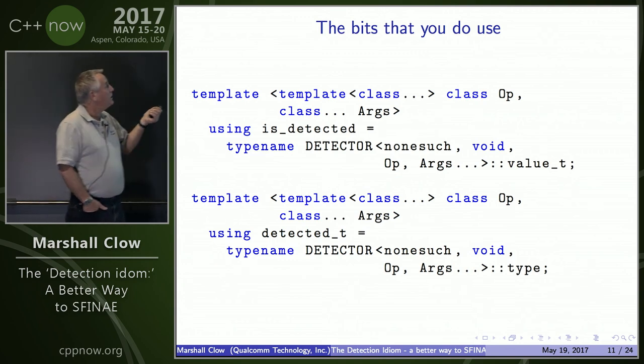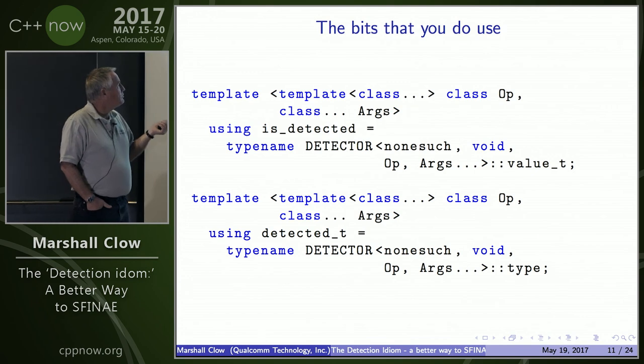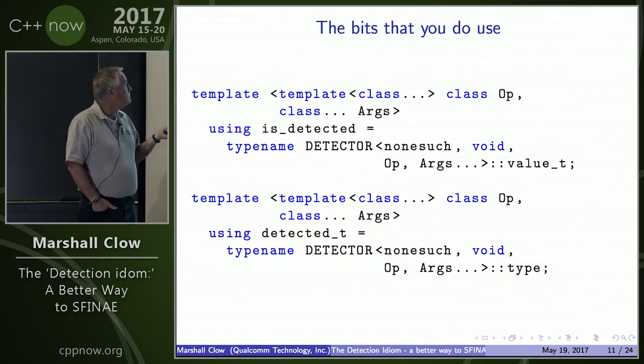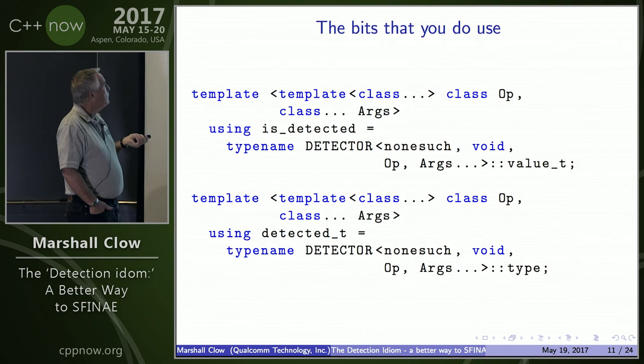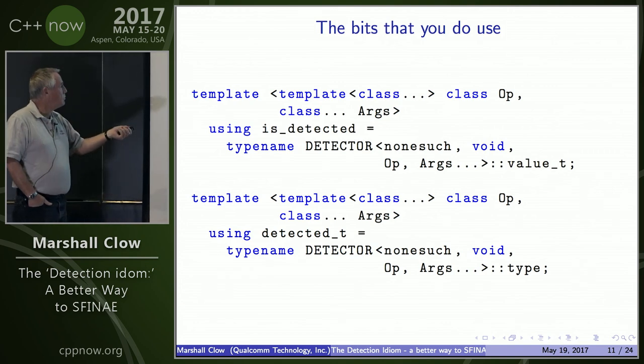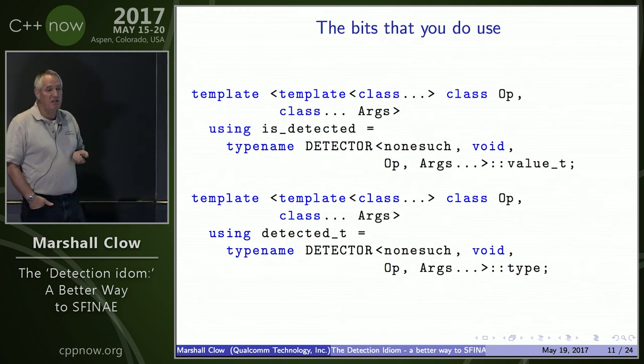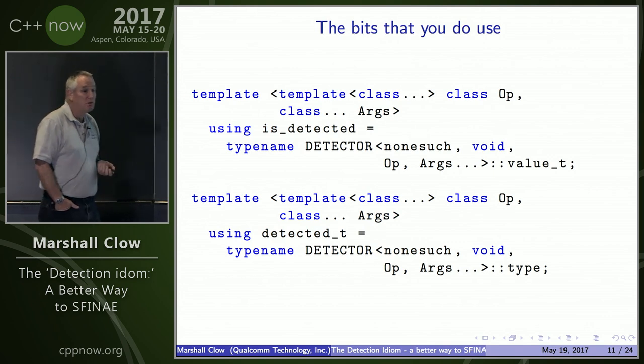So what does it do? It says detector uses nonesuch as the default, void, Op<Args...>, value_t, okay? And detected_t takes Op and Args and gets you the type. So you can just ask, what's the type? Or you can ask, did the detection succeed? Or you can get them both.